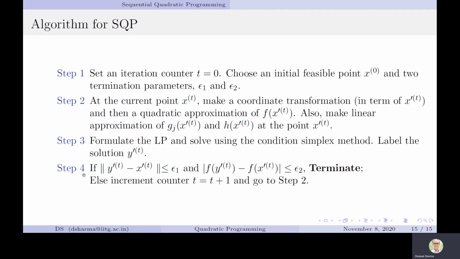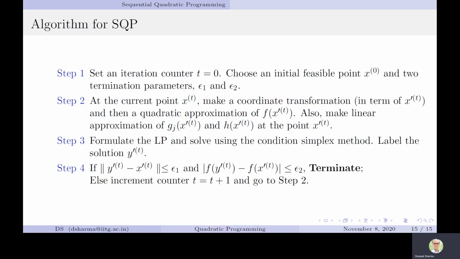So in step 4, we look for the termination condition. Here we check two conditions. If y prime t minus x prime t is smaller than epsilon, meaning both the solutions are very close, because we are calculating numerically, we should terminate, or if the function values are very close, then we should also terminate. In both cases, when we terminate, we report the result as y prime t. Else, we increase the counter t by 1 and go to step 2.